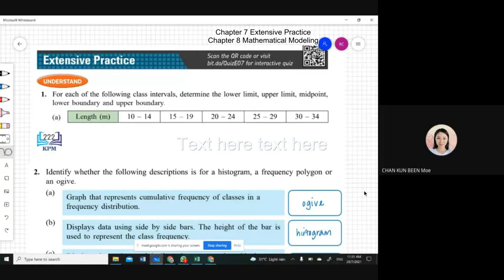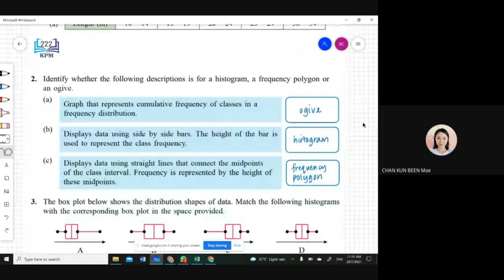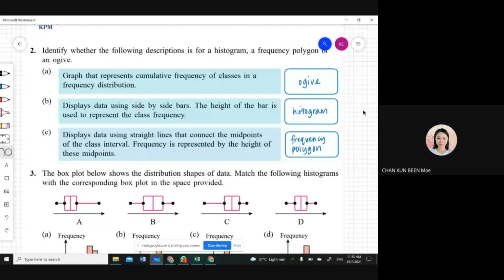So this is the extensive practice that I asked you to do. I gave you question number 2 here. You need to identify from the description given whether it is a histogram, frequency polygon, or ogive. First one, they represent the cumulative frequency in a frequency distribution, so it's an ogive. And then this one, you can see side-by-side bars, for sure it's a histogram. And the last one, it connects the midpoints of the class interval, so this is a frequency polygon.